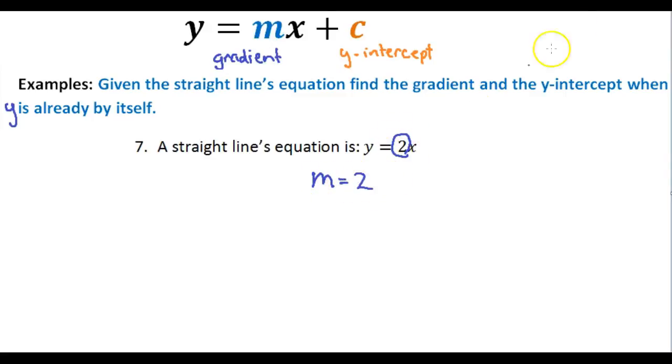Now, there's also no other number. Well, that means the y-intercept is 0 because there is no other number there.